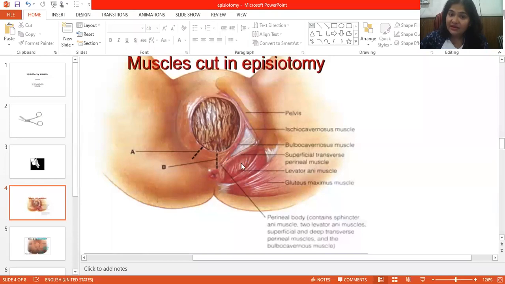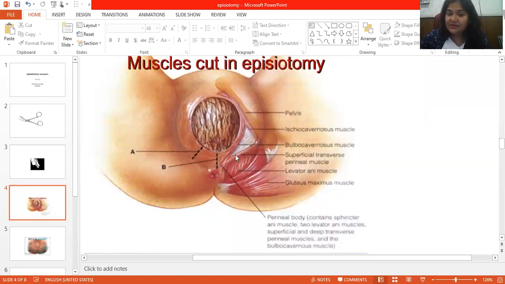Then these are the levator ani muscles, right? So the levator ani muscles, they come from sacrum and they are coming up to the perineum like a hammock, right? So the posterior part or the one which comes towards the anus and the perineum are the levator ani muscles. And lower down here is gluteus maximus. So there is no question that you are going to cut gluteus maximus in episiotomy over here. So which muscles you are going to cut? The bulbocavernosus and the levator ani muscles.